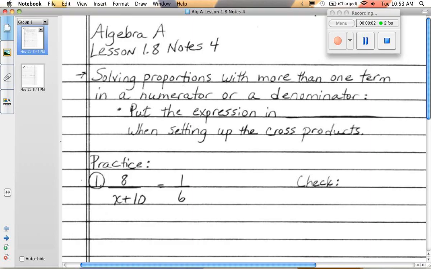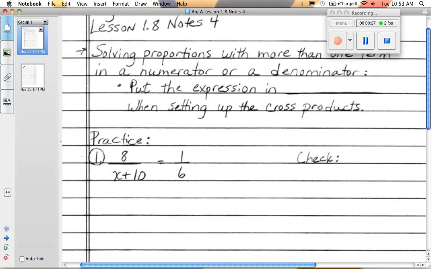Okay, continuing on lesson 1.8, we've been in it for a little while here. We've been working with ratios and rates and proportions, and we're still working with proportions, okay? The proportions we have solved so far have had only one term in either of the numerators and one term in either of the denominators. But it's not always like that. Some proportions have more than one term in their numerator and/or denominator.